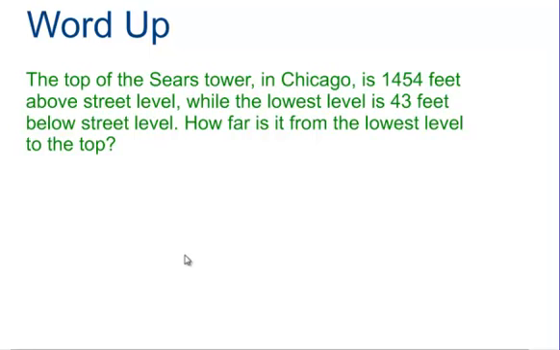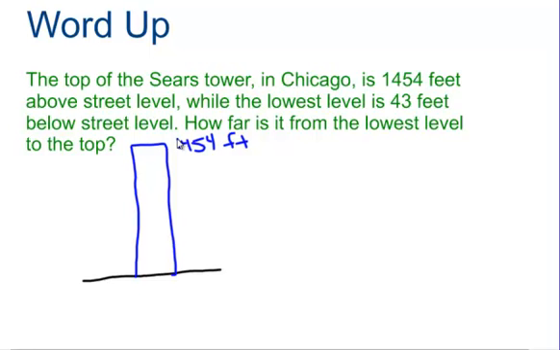Again, I'm going to draw a picture. So we have the Sears Tower here. The top of the Sears Tower in Chicago is 1,454 feet above street level, while the lowest level is 43 feet below street level. How far is it from the lowest level to the top? Let me draw street level. So there's street level. So we have the Sears Tower here. It looks like this. Beautiful drawing. So that's 1,454 feet above street level. And then it goes 43 feet below street level.